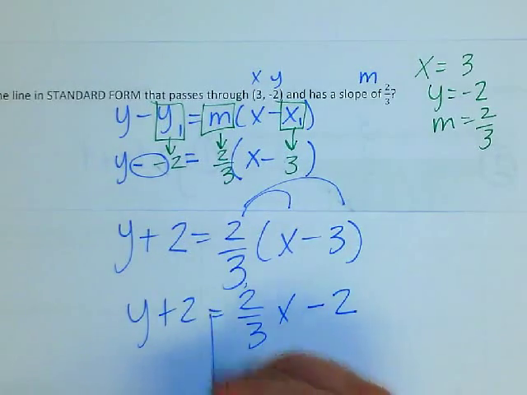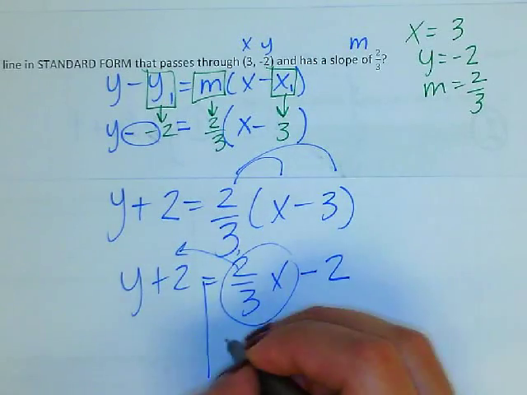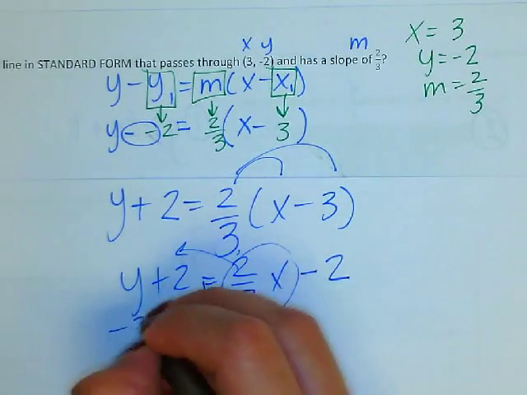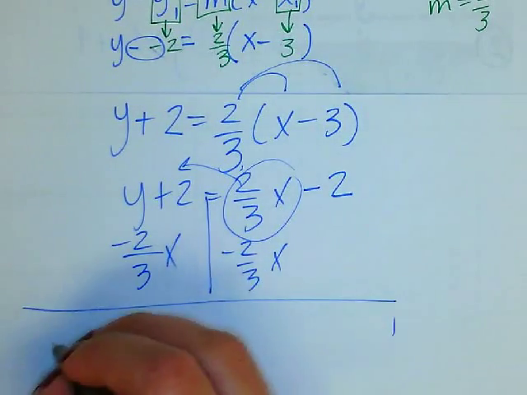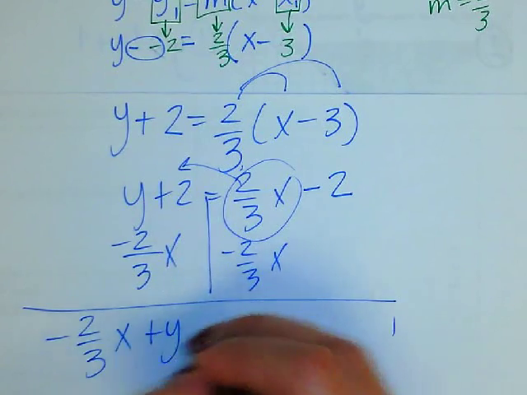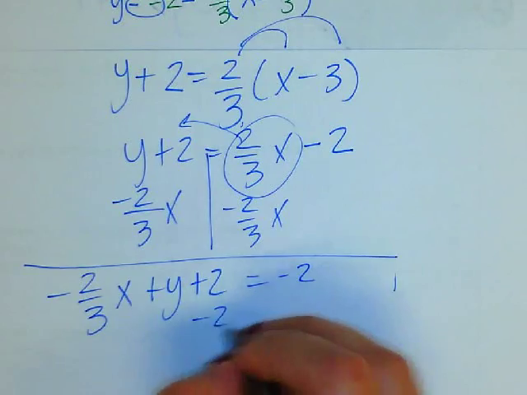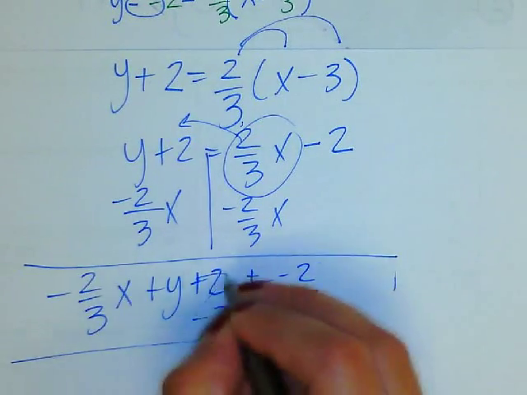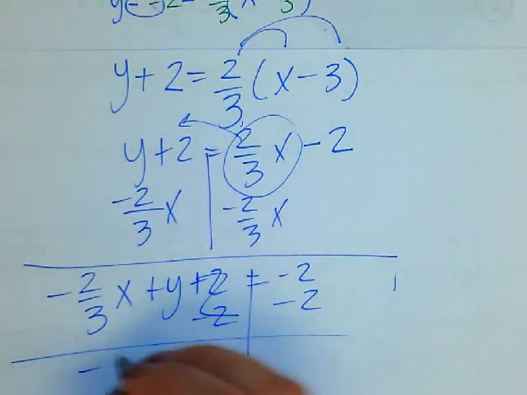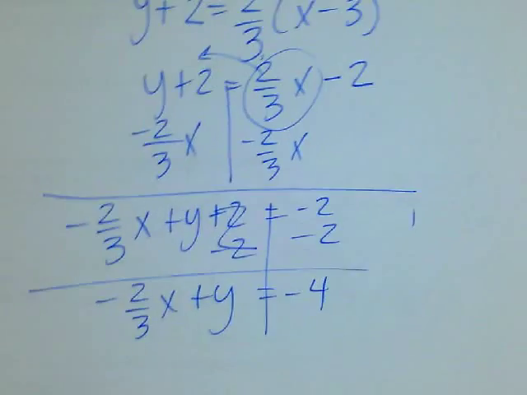Now to make it look standard, I'll have to move the x over to the left. So I have -2/3 x, and then plus y plus 2 gives me -2. I've got to move the 2 over. The constants go on the right. So -2/3 x plus y gives me -4.